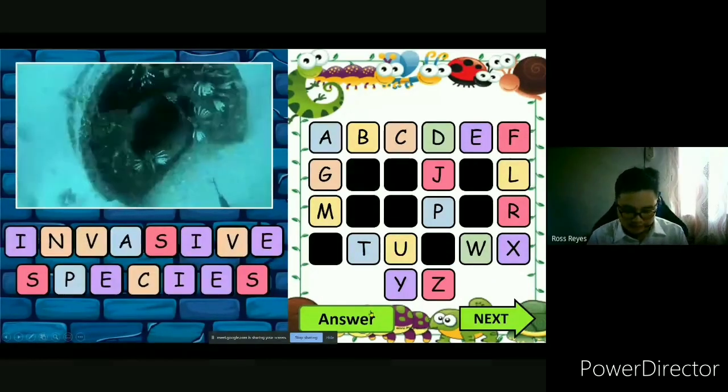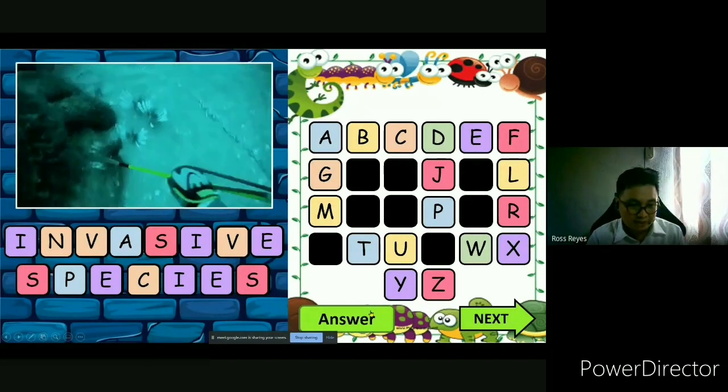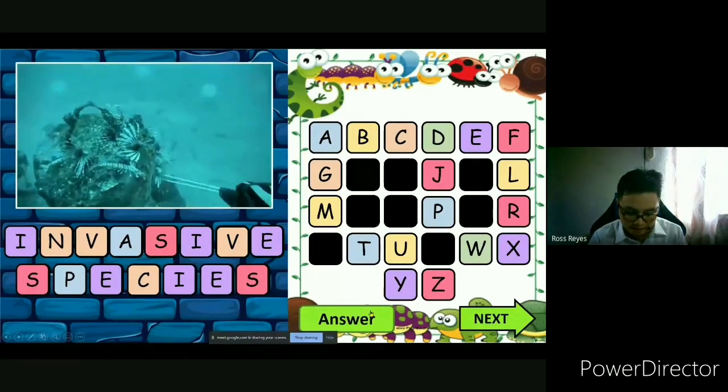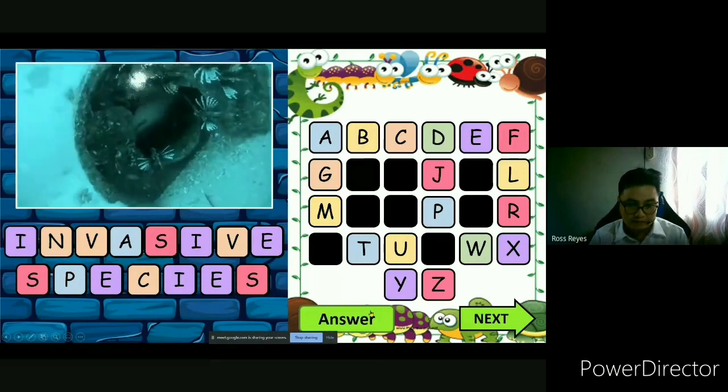Invasive species is a non-native species, meaning to say it is not originated in that specific area. It originated somewhere else and not originally in that area. It spreads from the point of introduction and becomes abundant.